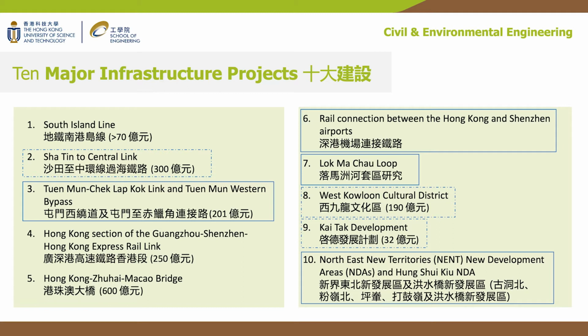Some have been completed, such as number 1, the South Island Line, so that we have an MTR station at Ocean Park now. We have also completed the Express Rail Link and the Hong Kong-Zhuhai-Macau Bridge. But you can see that we still have some which are ongoing, such as Sha Tin Central Link, West Kowloon Cultural District, and Kai Tak area. Some like Lok Ma Chau area and Hung Shui Kiu area are still far from finished. So you don't need to worry that there's no project in the future.